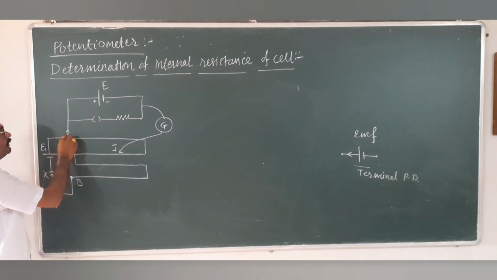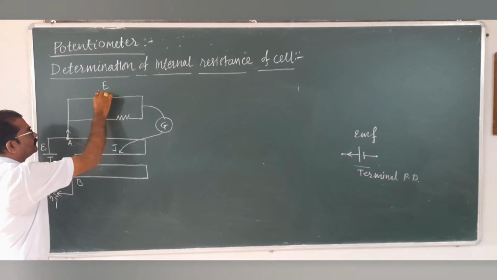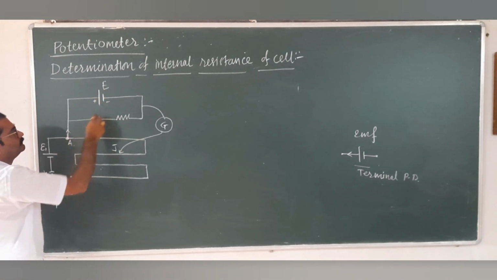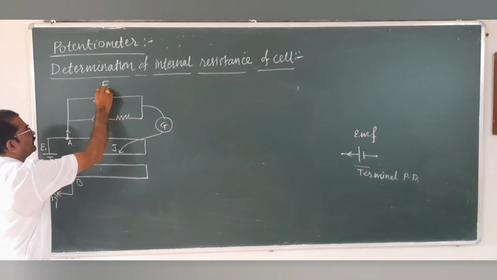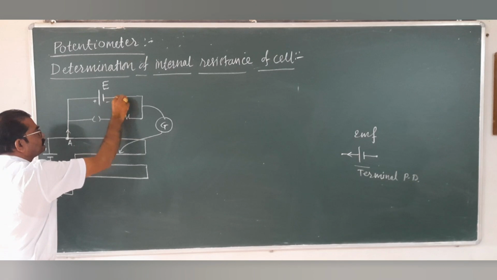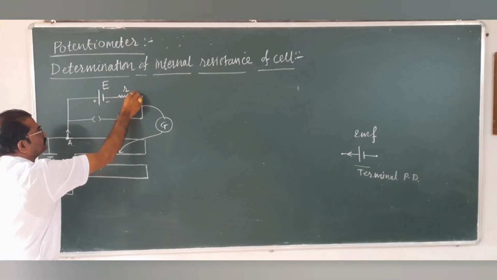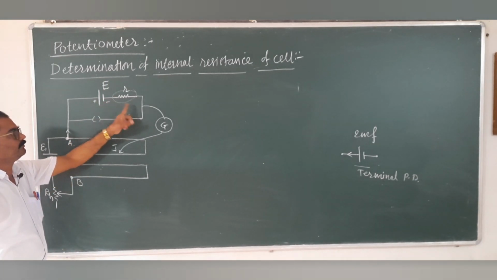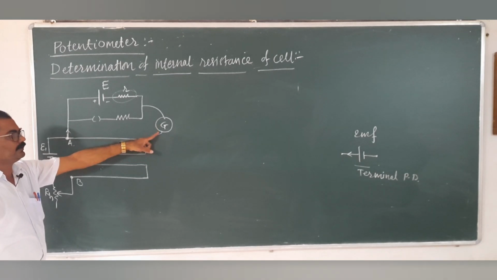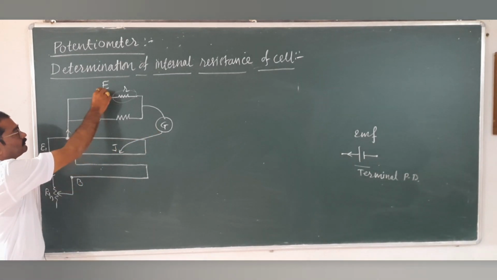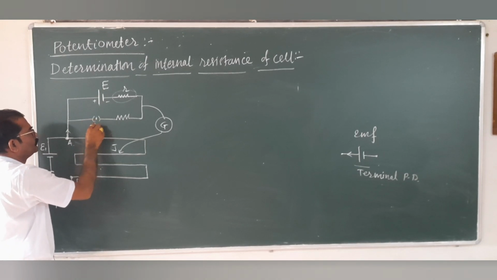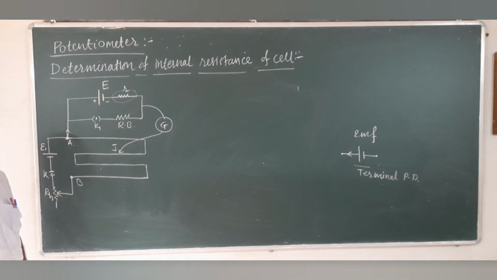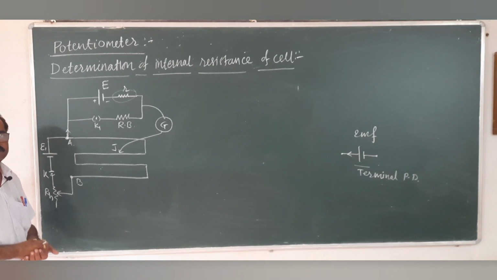The cell whose internal resistance is to be determined has its positive terminal connected at the higher potential of that wire AB. Suppose E is the EMF of that cell and R is the internal resistance of the cell. Its negative terminal is connected to the galvanometer and another end of the galvanometer is connected to the jockey. Then across this cell a key K1, suppose, and resistance box RB are connected as shown in the figure. This is the required circuit diagram to determine the internal resistance of the cell.